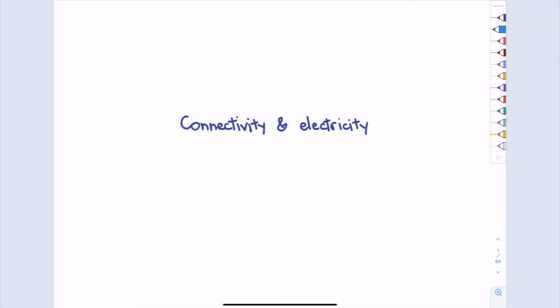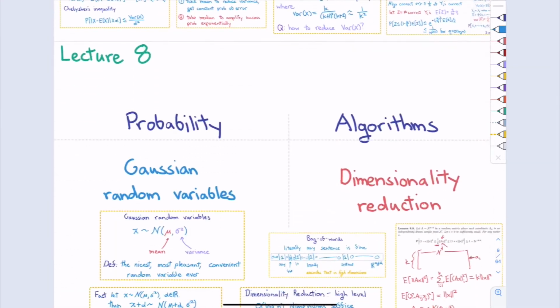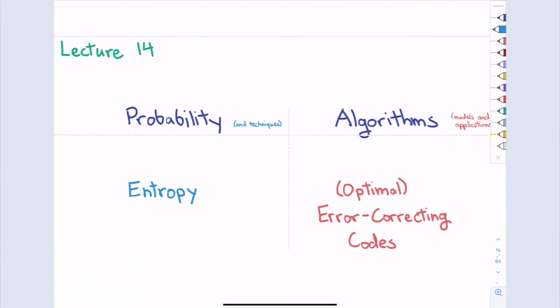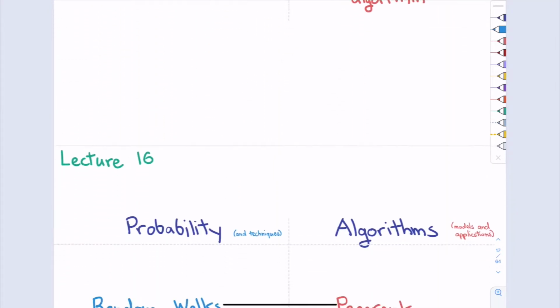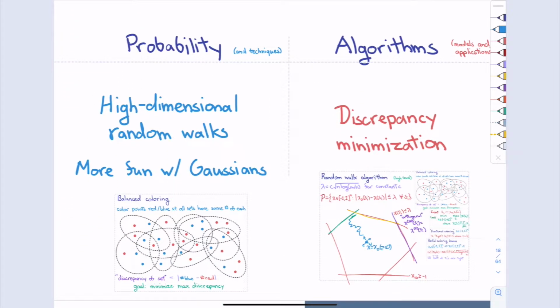All right, today's another crazy lecture. It's called Connectivity and Electricity. So let's see what we've been up to recently. We've been doing a couple lectures in a row about random walks. One was about the existence of a stationary distribution. And then last time was this kind of Gaussian random walk to solve this discrepancy problem.